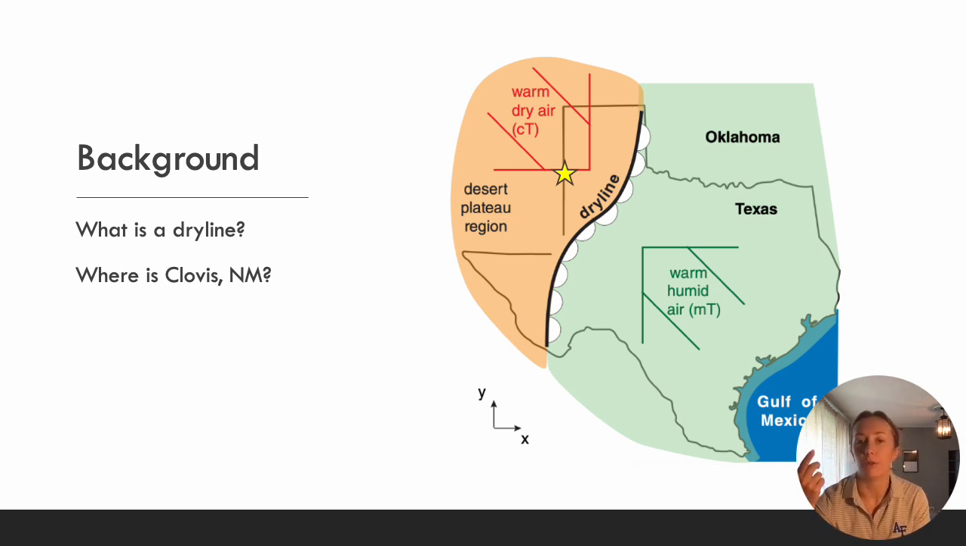As you can see from where the yellow star is in this PowerPoint, that's where Clovis, New Mexico, is, where Cannon Air Force Base, where I live currently, and where I work, is located. That dry line can move northwest and southeast, obviously, and for a lot of the year sits very close to, if not directly over, Clovis and Cannon Air Force Base.